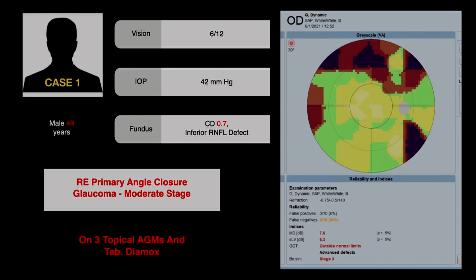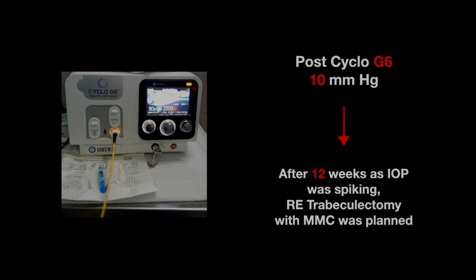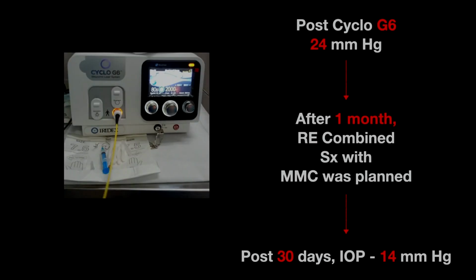And coming back to the first slide that I showed, this is the first patient who was treated, and the patient had a spike after 3 months, and then we had to go ahead and do a trabeculectomy. And this is the second patient whose IOP was brought to 24, and after 1 month again a combined surgery. So this is one procedure we feel is going to be more like working for refractory glaucomas or secondary glaucomas.